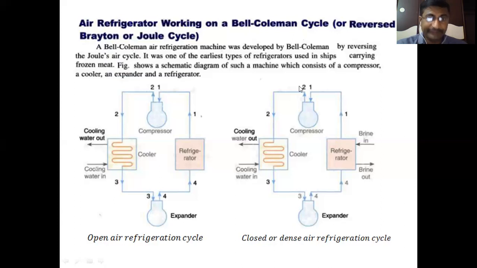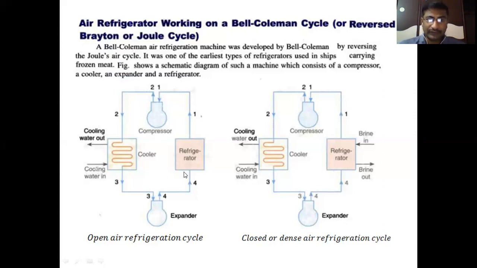Dear students, the Bell-Coleman air refrigeration machine was developed by Bell-Coleman by reversing the Joule's air cycle. It was one of the earliest types of refrigerators used in ships carrying frozen meat. To carry the frozen meat, this cycle was used in olden days in the ships. These are the two schematic diagrams shown in bigger figures.